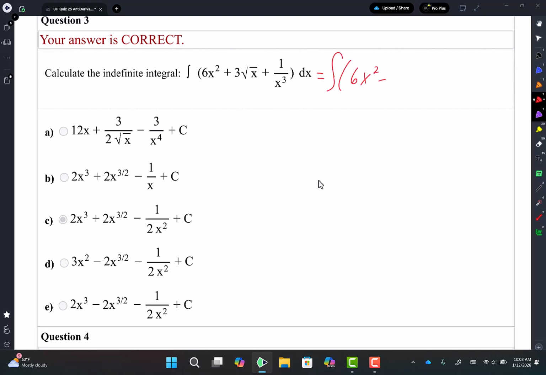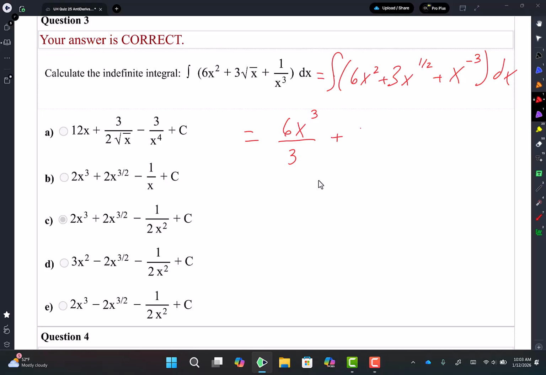6x squared plus 3x to the half plus x to the negative 3, close it, dx equals, and I'll go slow. Add 1 to that exponent. So 6x to the what power? 3 divided by 3. If you want to just write 2x cubed, that's fine. But I wouldn't do that until you start becoming like a boss.